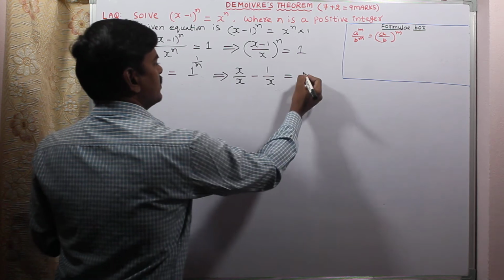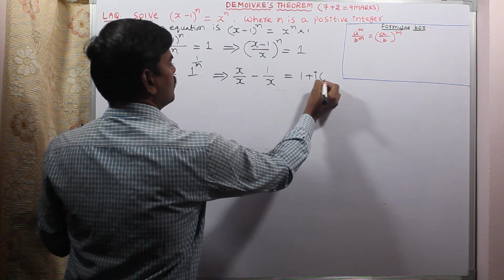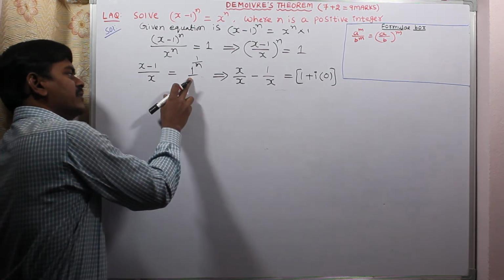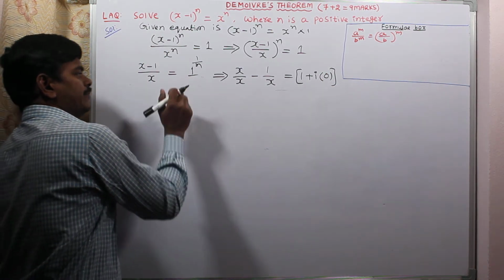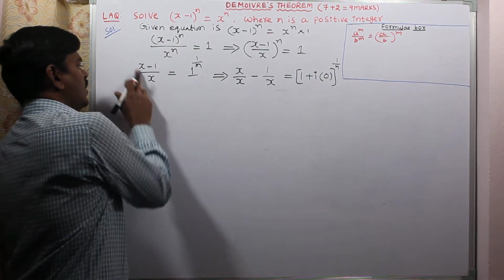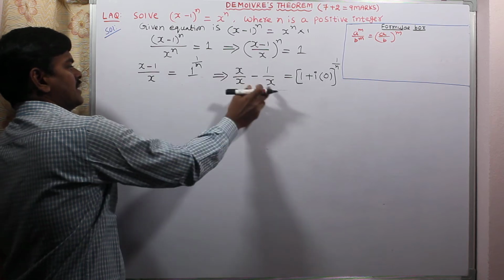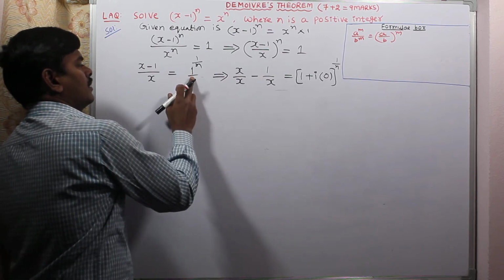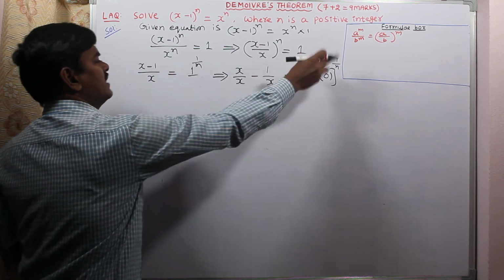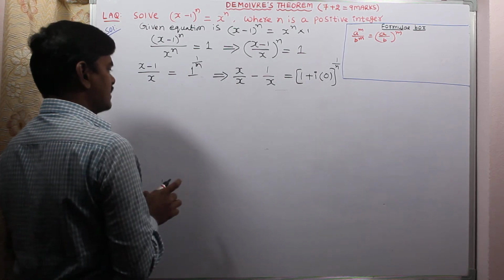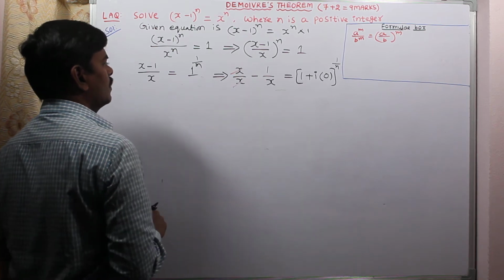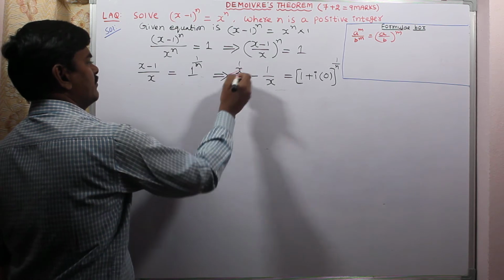So 1 can also be written as 1 plus iota into 0. First I would like to write it in the form of (x plus iota y) whole power 1 by n as it is. x by x minus 1 by x equals 1, and 1 can be written as (1 plus iota into 0) whole power 1 by n. Now x gets cancelled, so we are left with 1.